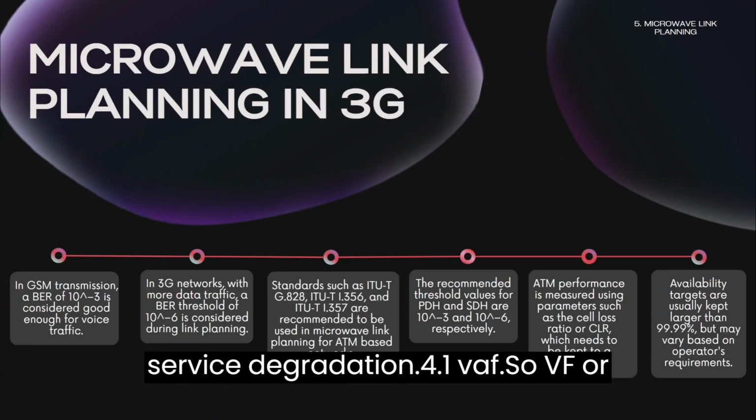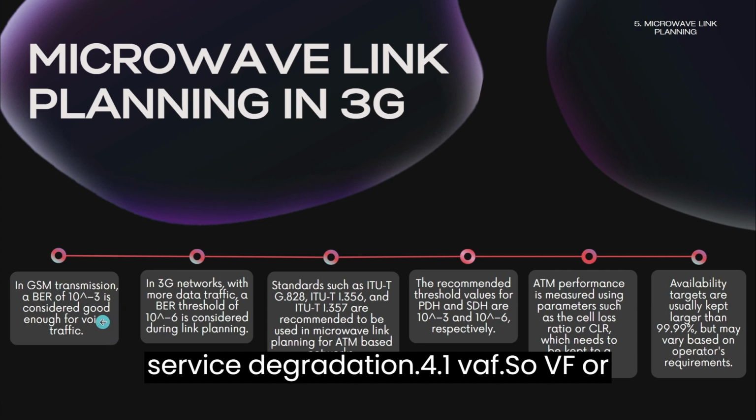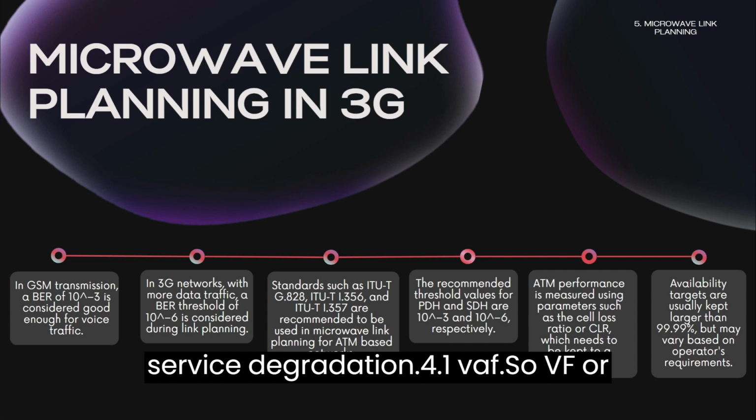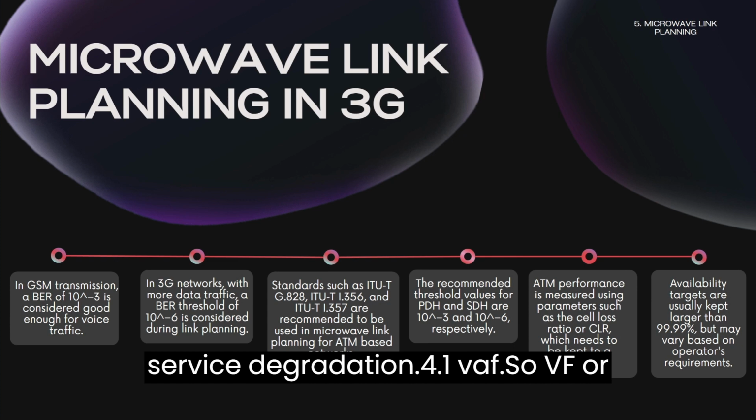So in microwave link planning, for GSM transmission a BLER of 10^-3 is considered good enough for voice traffic. And also with more data traffic, a BLER threshold of 10^-6 is considered during link planning. And standards such as ITU G.828, ITU I.356 and ITU I.357 are recommended to be used in microwave link planning for ATM-based networks.